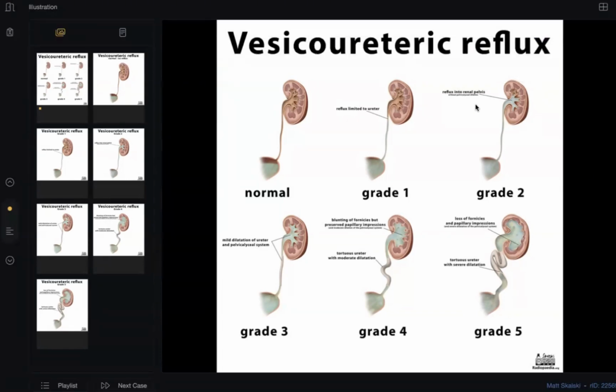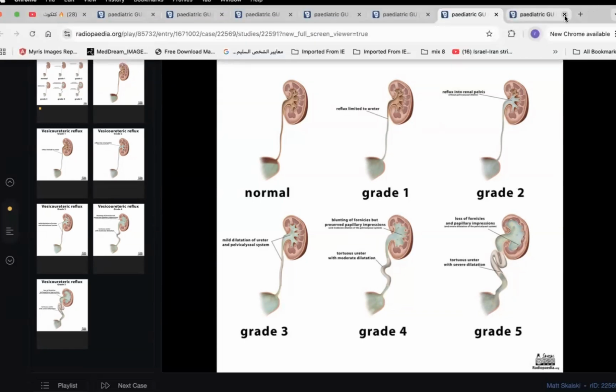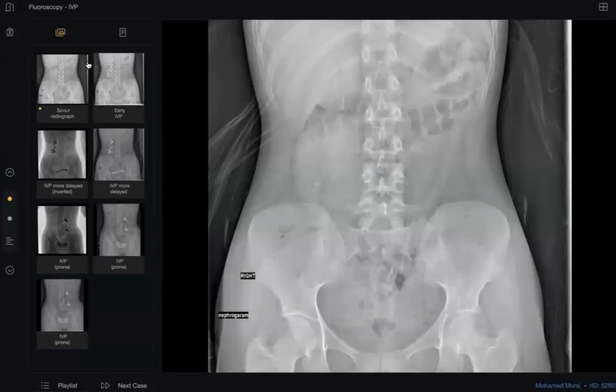By the way, vesicoureteric reflux may be primary, may be secondary. Maybe primary on its own, and maybe secondary to neurogenic bladder. What else? Okay, there are many causes. Thank you, doctor, so much. Next candidate. Thank you, doctor.